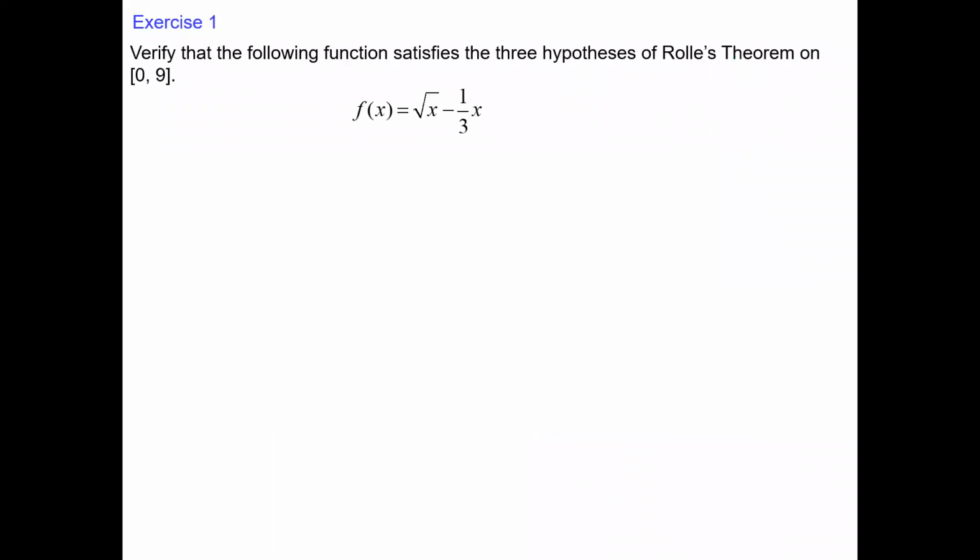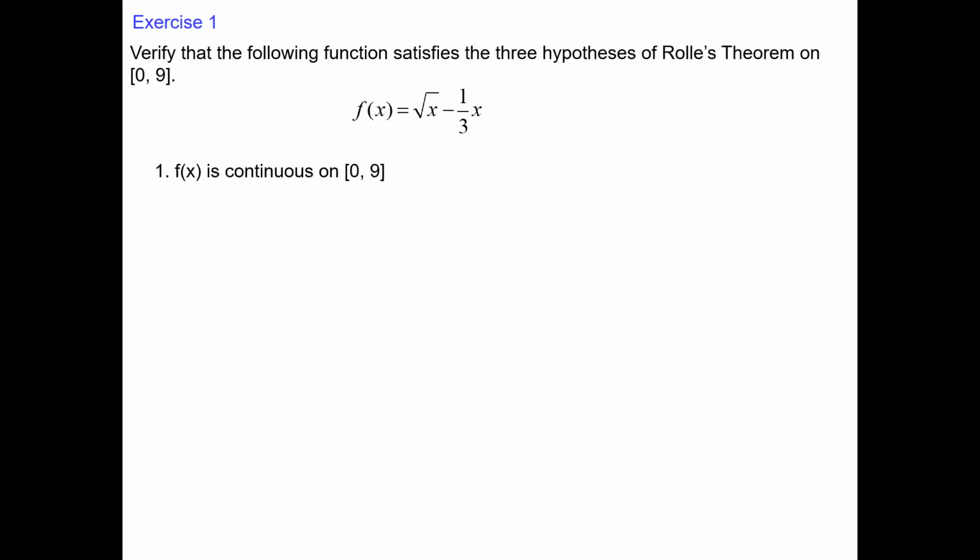Let's look at this, for instance. Verify that the following function satisfies the three hypotheses of Rolle's theorem on the interval between 0 and 9: square root of x minus 1/3 x. This is the subtraction of two continuous functions, the root function and the linear function. If we do an algebraic operation on two continuous functions, we also get continuity. So this is a continuous function and differentiable between 0 and 9, of course, on the open interval.